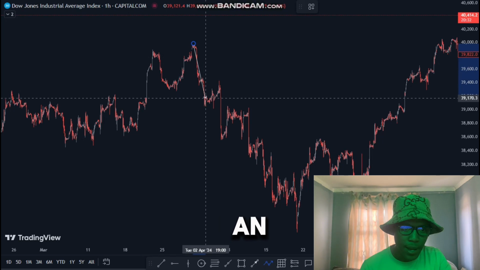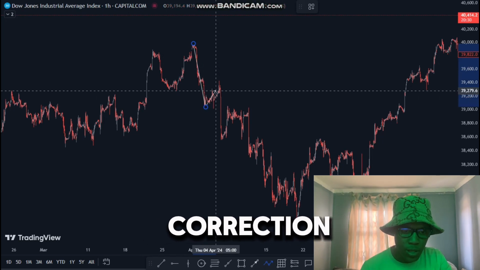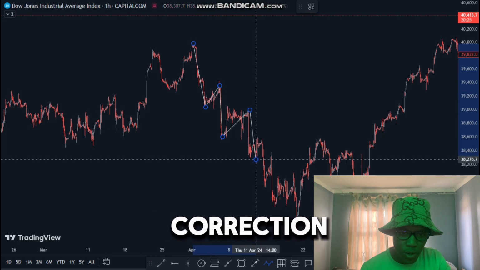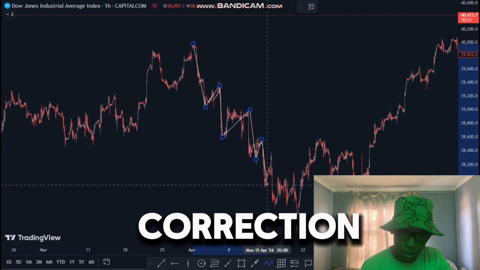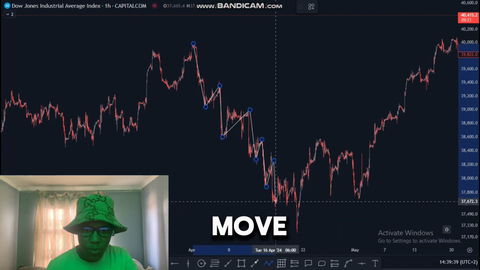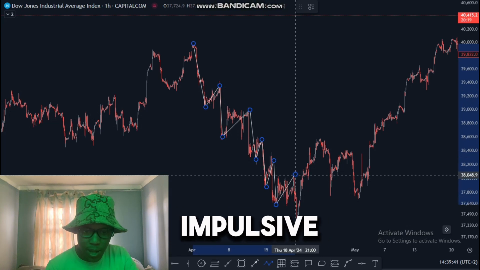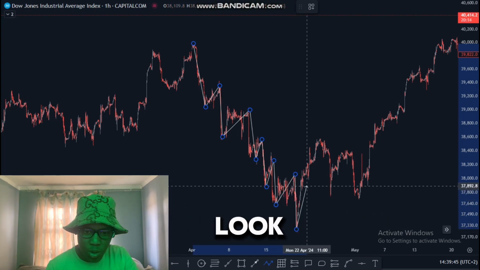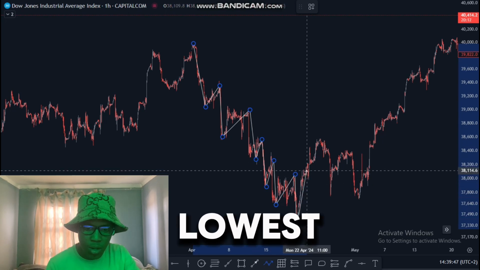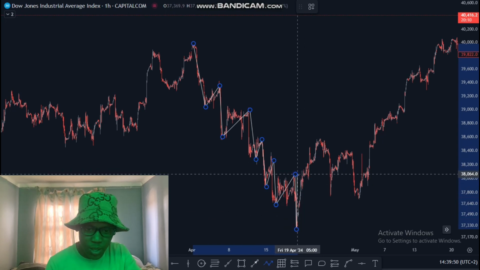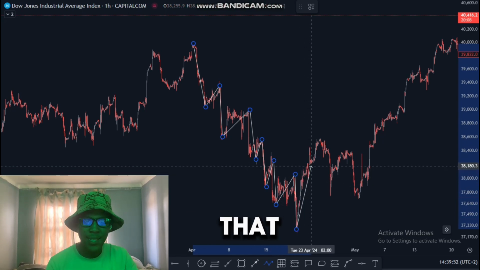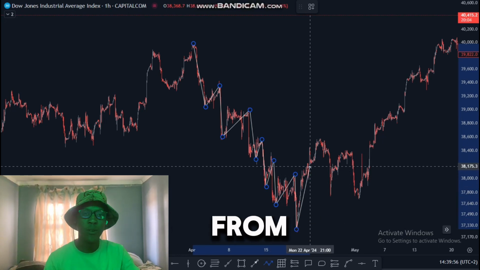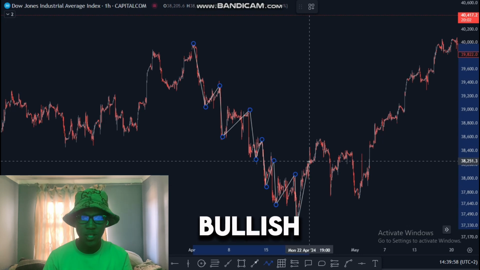This was an impulsive move, correction, impulsive move, correction, impulsive move, correction, right? An impulsive move, right? Instead of the market actually having to correct, look what it did. It broke our recent lowest high right around there, which is telling us that there is a change of character. The market is changing the character from being bearish to being bullish, right?